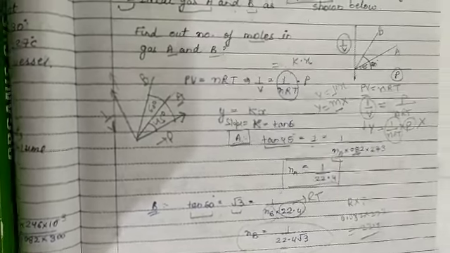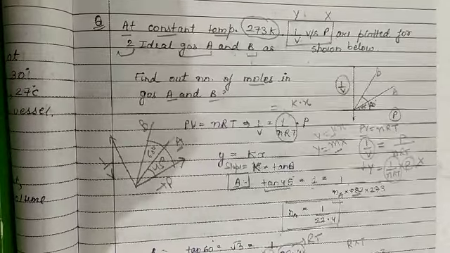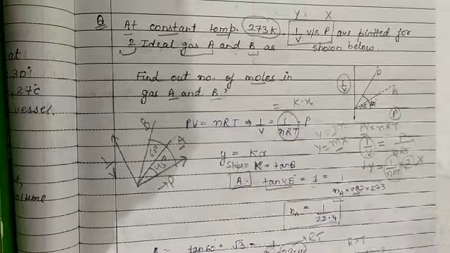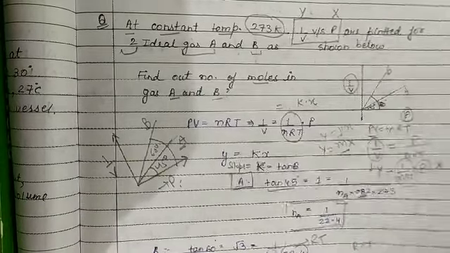So with the help of the graph we have calculated the number of moles of A and the number of moles of B by using the slope of the graph. See the next question.